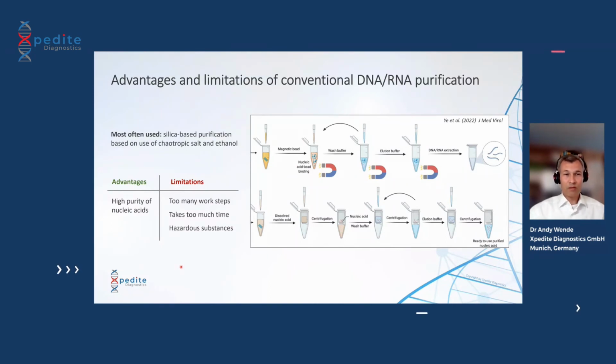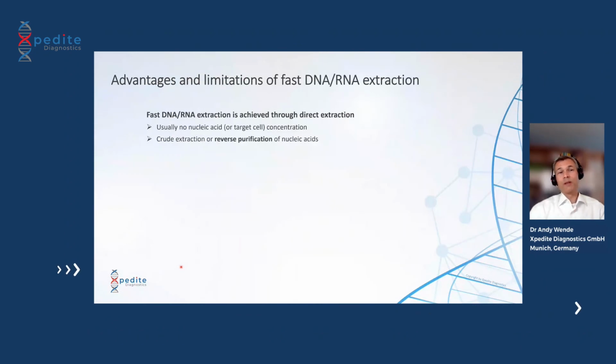And which is also not to be underestimated, is the use of lots of hazardous substances like these chaotropic salts, like the alcohols. All these are not so nice chemicals you want to work with if you have to do it manually or if you have to do it outside of a lab. So in contrast, what are the advantages and limitations of those fast DNA RNA extractions?